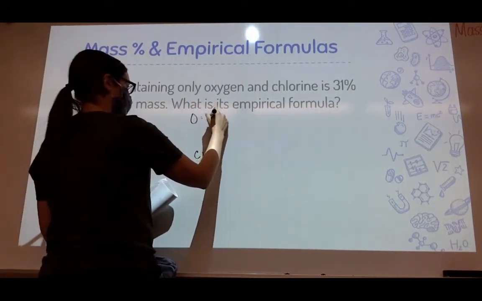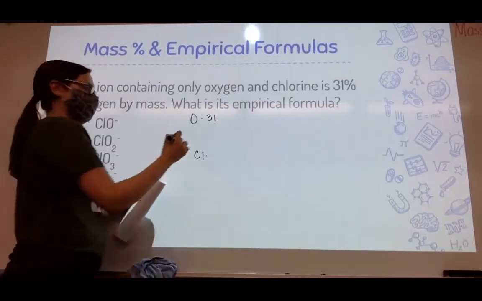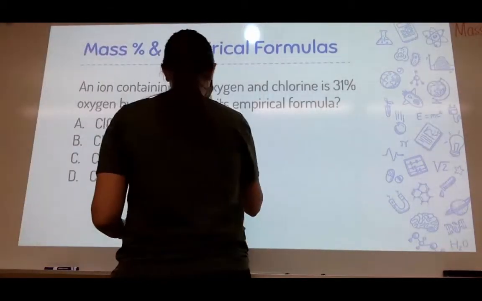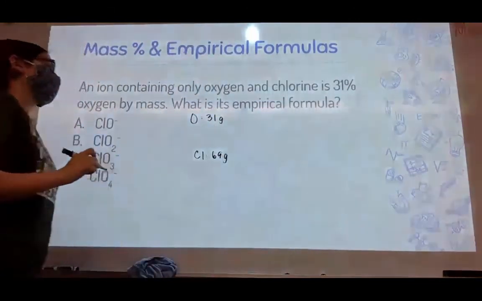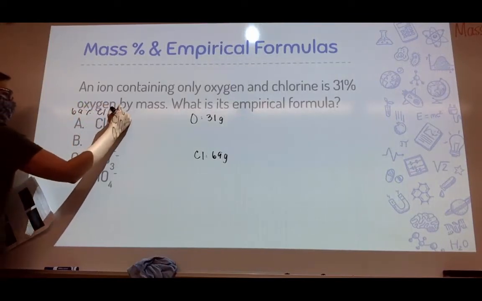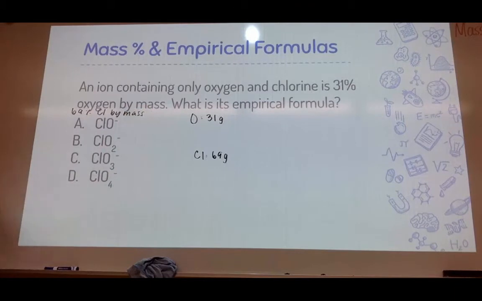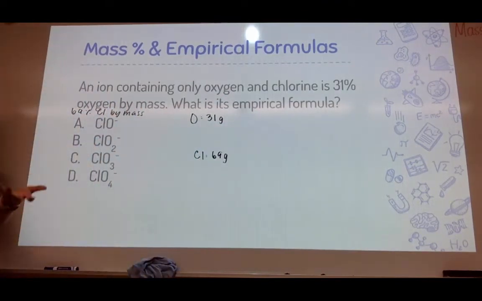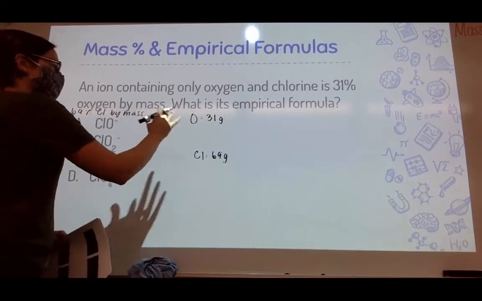So remember the first thing is percent to grams. So 31 grams. If it's 31% oxygen by mass, that means the rest of it's chlorine. So what's the percent by mass of chlorine? 69%, so 69 grams. If it's 31% oxygen by mass, that means that it's 69% chlorine by mass. So, steps for an empirical formula. Percent to grams. That just means you drop the percent sign and change it to grams. That means we can assume it's a 100-gram sample. So, percent to grams.